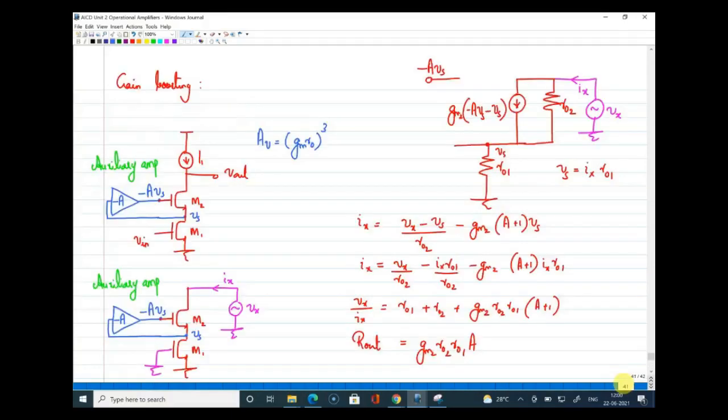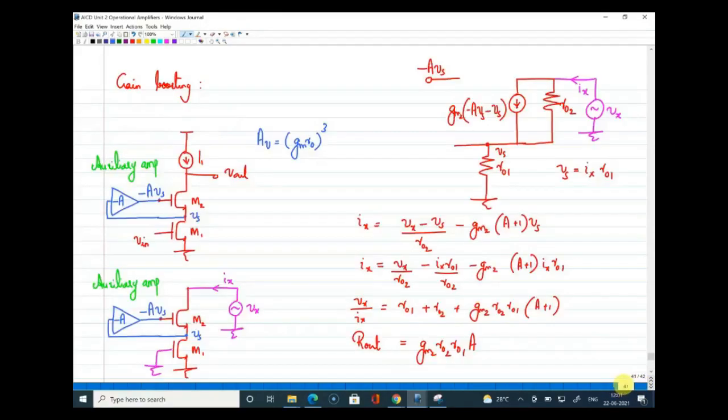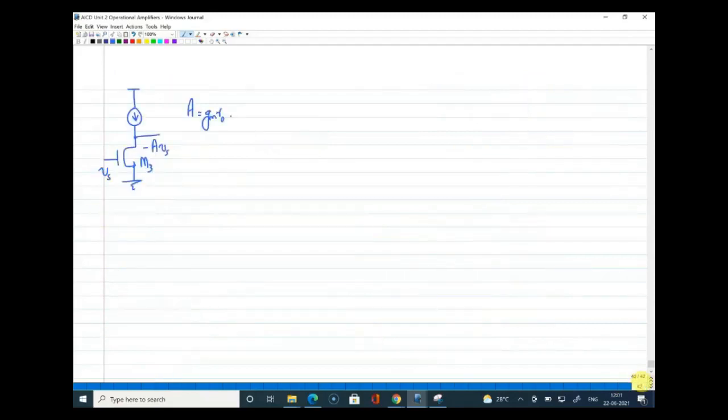So in my original circuit, I have M1 and M2. So I have just drawn the auxiliary amplifier as M3. And what is the input to the auxiliary amplifier? Input is Vs and output is minus A into Vs. Just to identify that, I have marked the same thing there. And I have written the gain as Gm3R03. This is for the auxiliary amplifier.